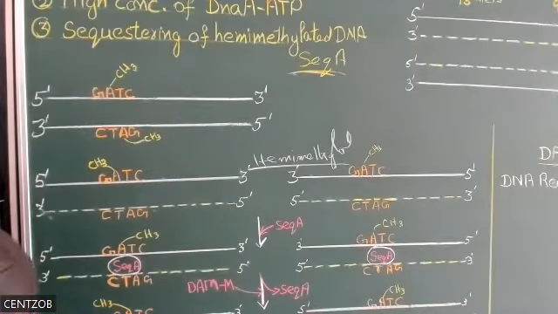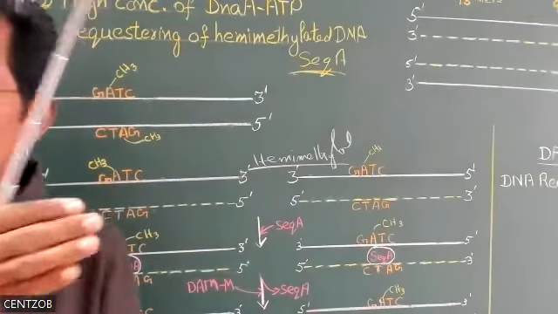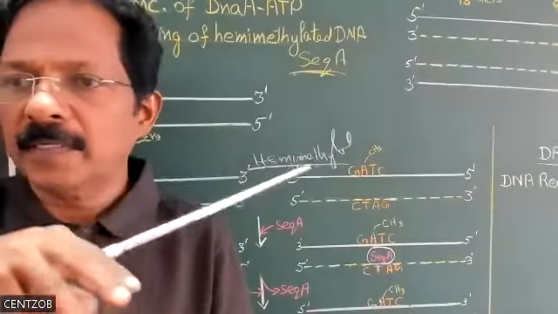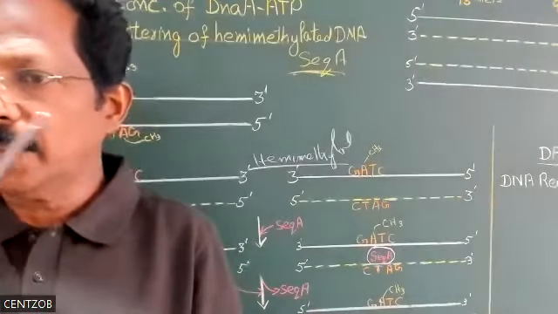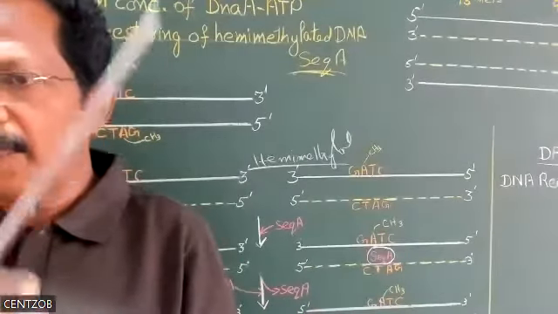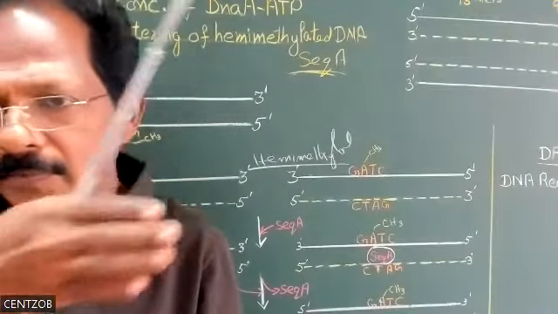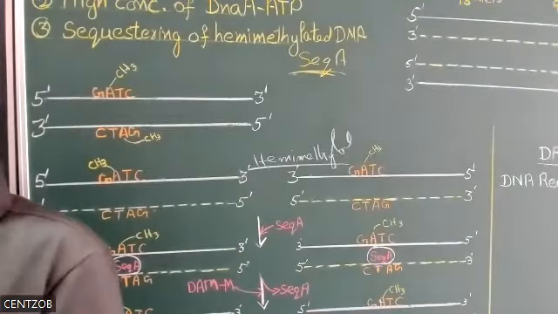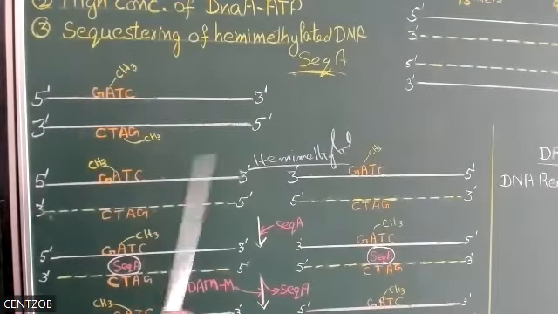This hemimethylated DNA associates with the plasma membrane for some time. So for some time, this will get associated with the plasma membrane. This process is known as sequestration. Or it is not available for the attachment of DnaA at the origin of replication. Anyway, the hemimethylated DNA gets isolated, sequestered for the time being. After sequestration, the hemimethylated DNA will come back to the center.